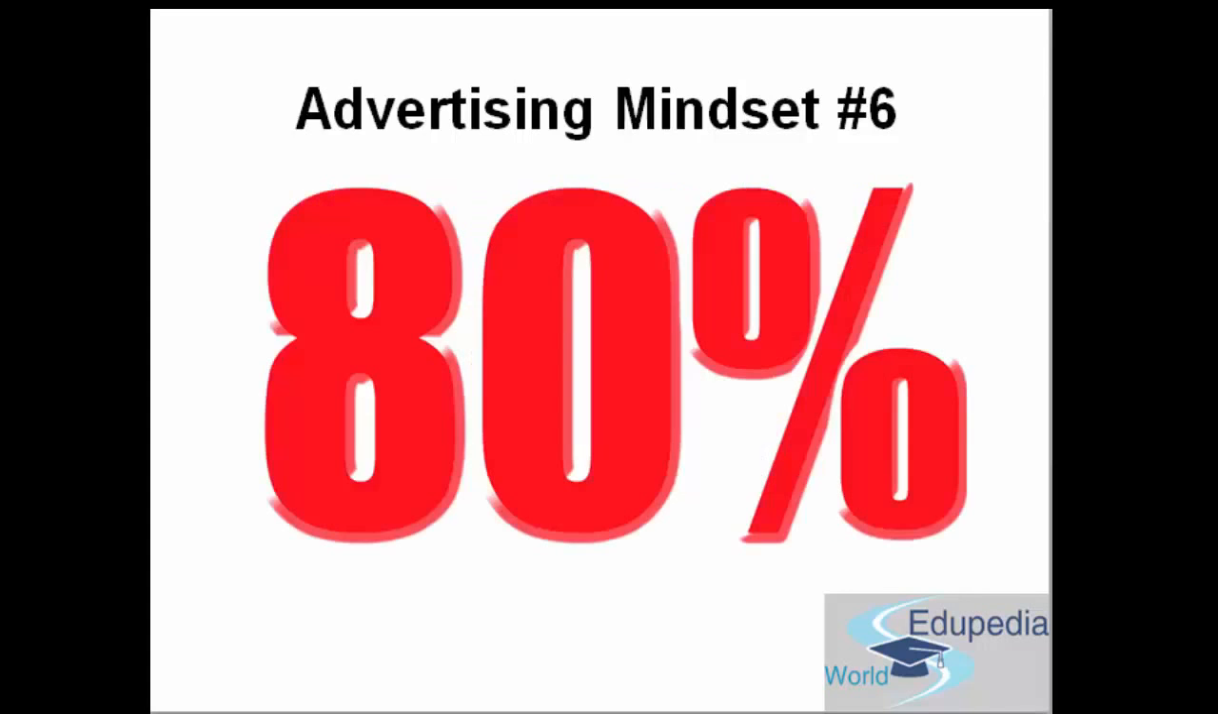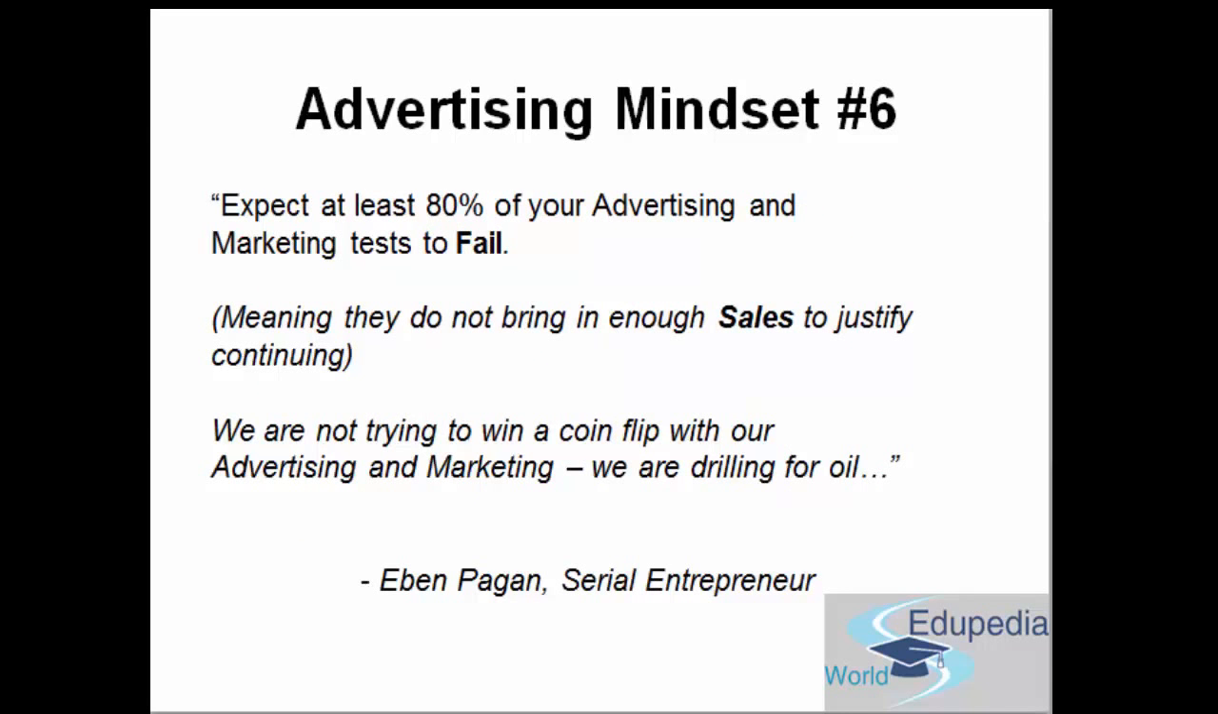And Eben actually came up once and said, expect 80% of your advertising and marketing to not work. 80%, meaning if you run 10 ads, 8 of them are not going to work, and you must go so far as to expect this. So as you can imagine, for me as well, it didn't sort of sit particularly comfortably. But this is where Eben elaborated a little bit. He says, expect at least 80% of your advertising and marketing tests to fail, meaning they do not bring enough sales in to justify continuing. So they can work, they can bring in some sales, but maybe not enough to justify continuing.